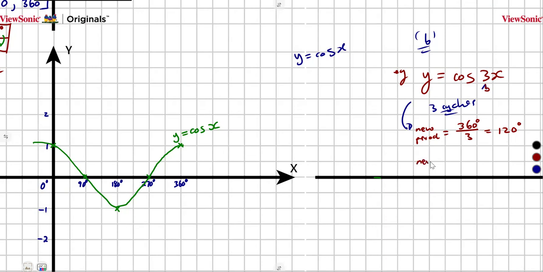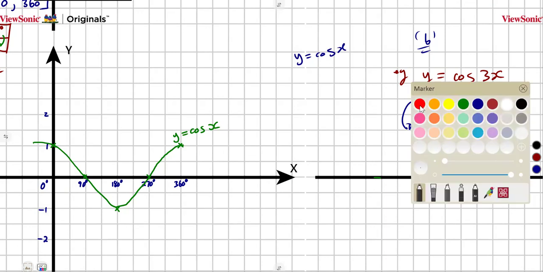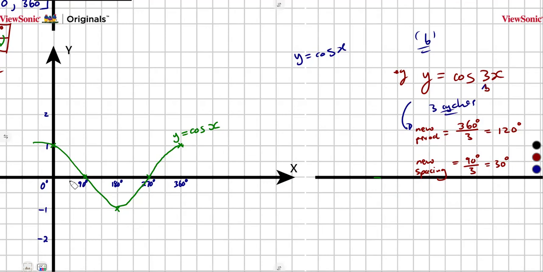Then our spacing will change from 90 degrees divided by what? By B, which is 3. So that's 30 degrees. So in this graph, we are going to space it 30 degrees from each. Remember, these are 45, 45, 45, so 30 is half of that, somewhere there. We space it by 30. So 30 plus 30, that is what? 60 degrees, somewhere there.